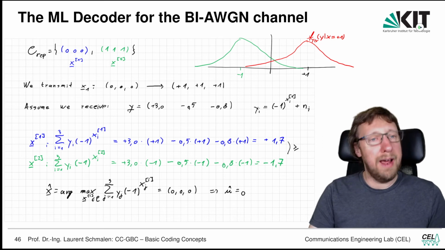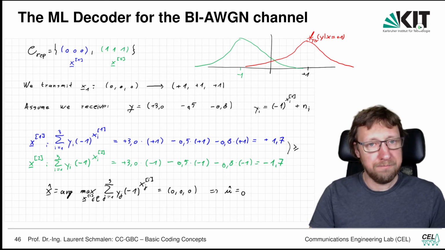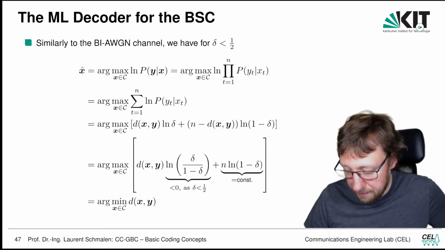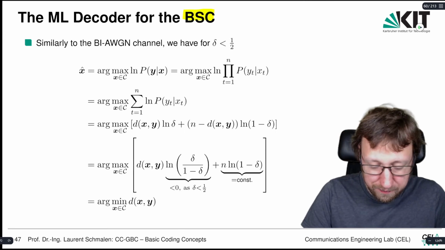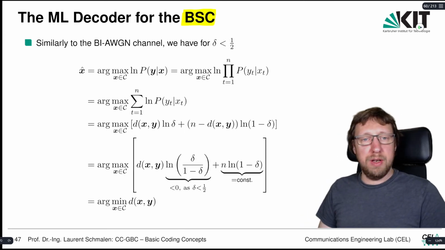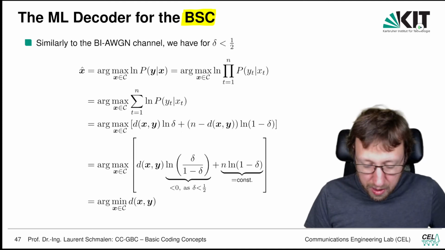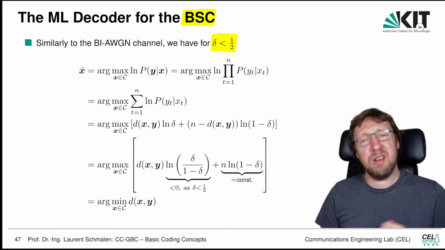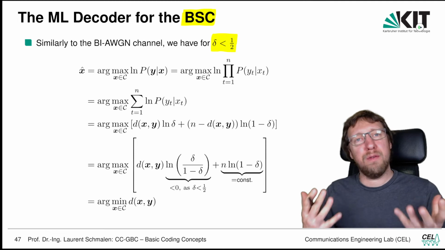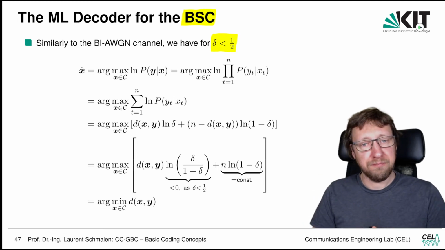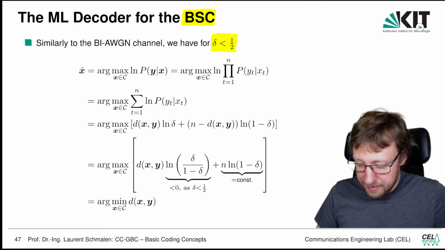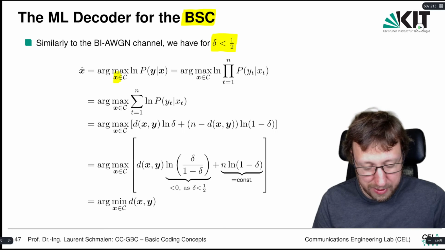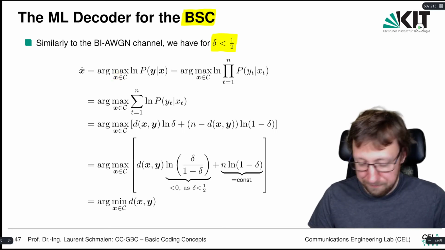Okay, so then we'll go a little bit further and we're looking at the binary symmetric channel. So we have seen the binary input AWGN channel and we're looking at the binary symmetric channel. So we're looking at the case delta smaller than 1/2, because that's the usual case. We assume that the number of errors is relatively small. And we start at the same equation with the maximum likelihood decoder. So we maximize over all possible code words x.